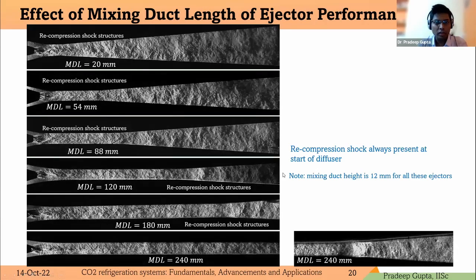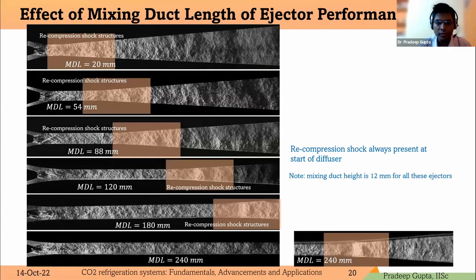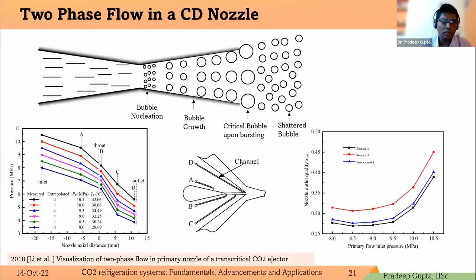Now this is all for the air ejector, but most of the time when we use an ejector in a refrigeration system, or as an expansion device, the ejector will be in the two-phase region. So we need to look at how we can analyze the ejector when it's in the two-phase region. This is a simple nozzle where the vapor starts accelerating in the nozzle, and nucleation starts at the nozzle throat. The bubble starts growing inside the diffuser section, and it reaches the critical bubble size.